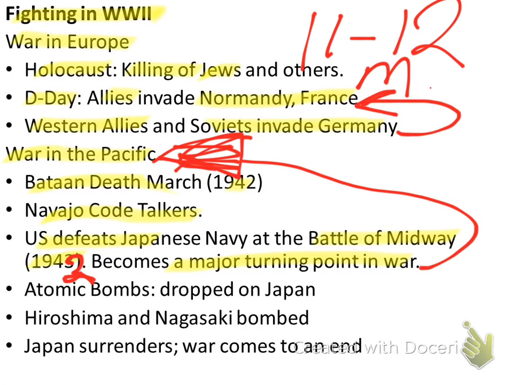Okay. Atomic bombs. Two of them are dropped on Japan, on the cities of Nagasaki and Hiroshima. Hiroshima first, on August the 6th, 1945. Nagasaki three days later, August the 9th. Japan surrenders, and the war comes officially to an end.